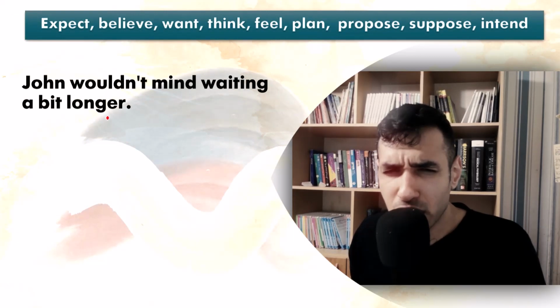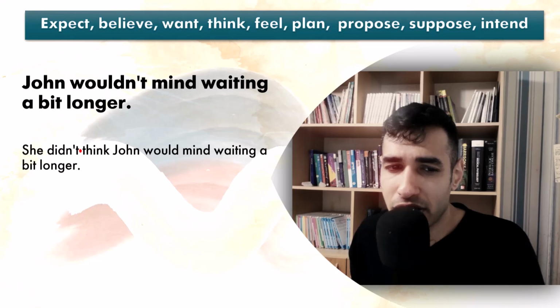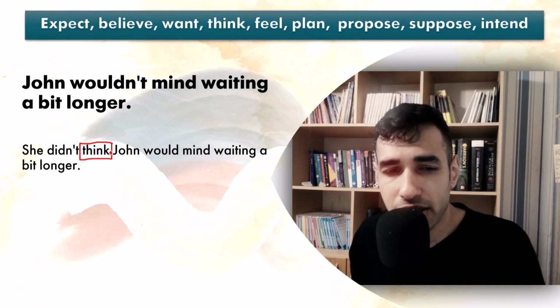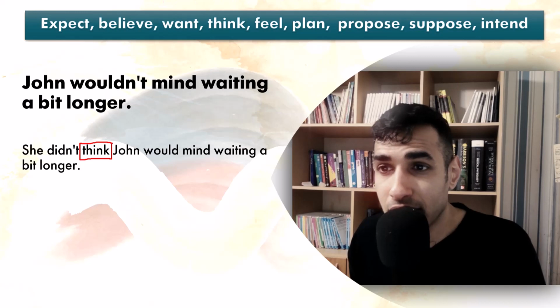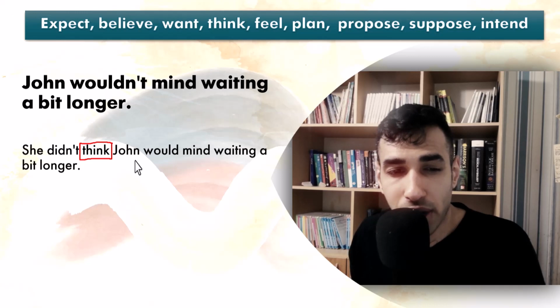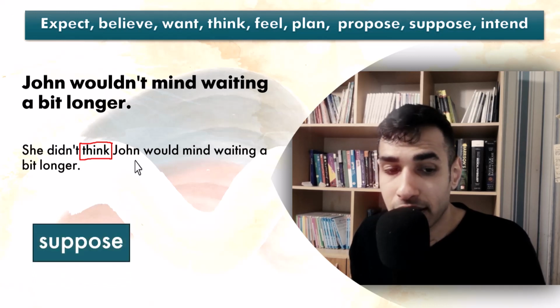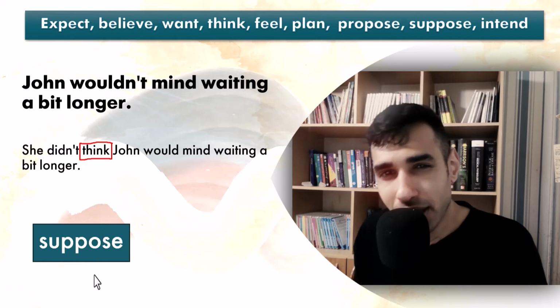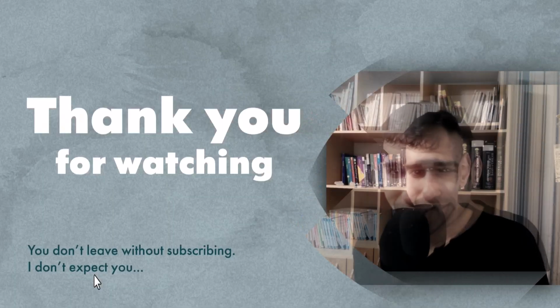And John wouldn't mind waiting a bit longer. Let's report it with think. She didn't think. Now, my reporting verb is think, and the following is positive. I make think negative. She didn't think because it's one of these verbs, this group of verbs. She didn't think John would mind waiting a bit longer. And how should we report this statement with the verb suppose? I want you to do it.